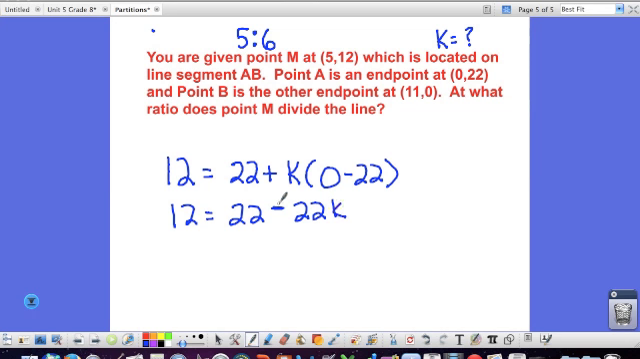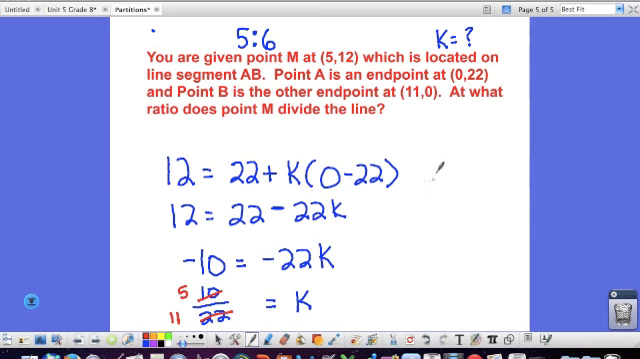So I get 12 equals 22 minus 22k. So 12 minus 22 is going to equal -10, equals -22k. When I divide, the negatives cancel out. I get 10 over 22, which simplifies, since they're both divisible by 2, to 5/11ths. So it's 5/11ths of the way. We were asked for the ratio. The ratio is written as 5:6.